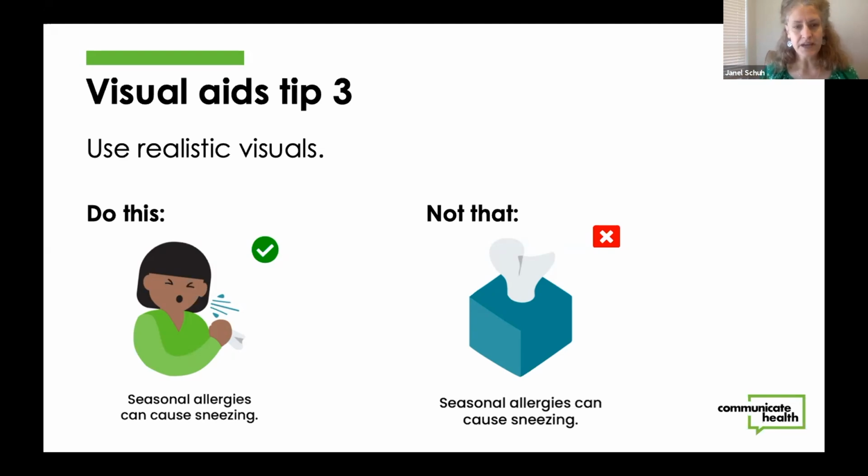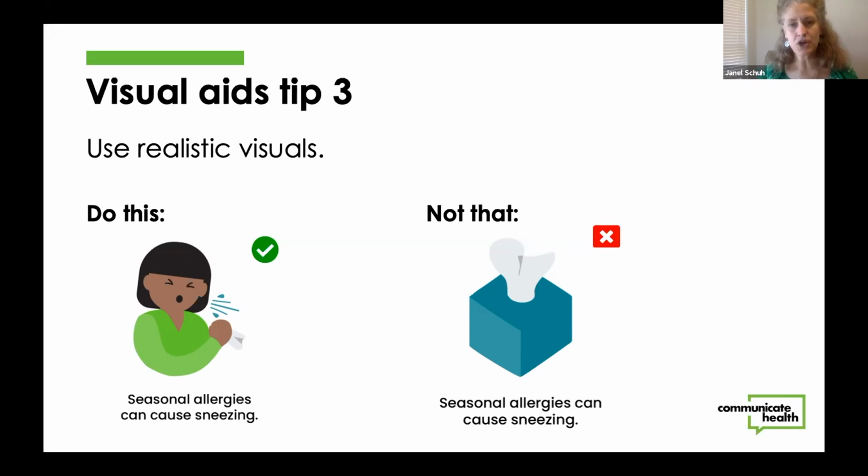So in this particular case, both of these images are pretty simple. They're pretty straightforward. There's nothing humorous about them per se. But what the visual on the left does is it actually conveys sneezing, whereas the one on the right might suggest sneezing, but it's a box of tissues, right? So the images, you want them to be realistic and not symbolic.